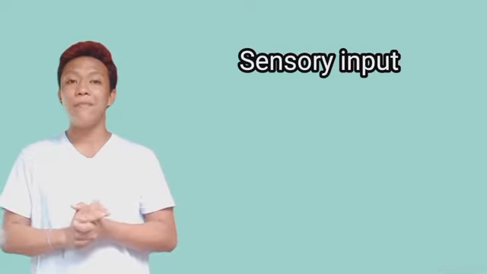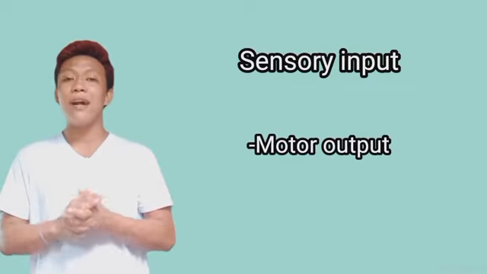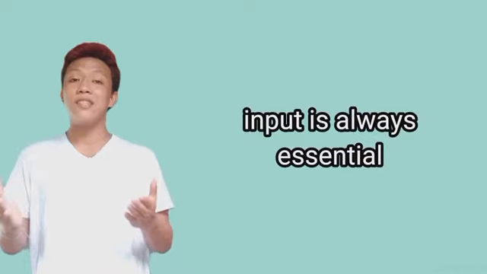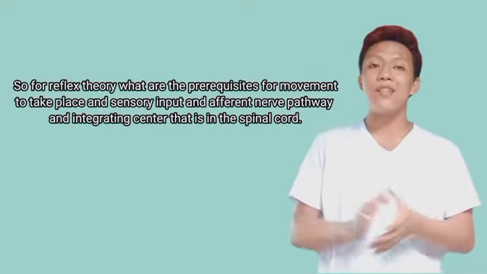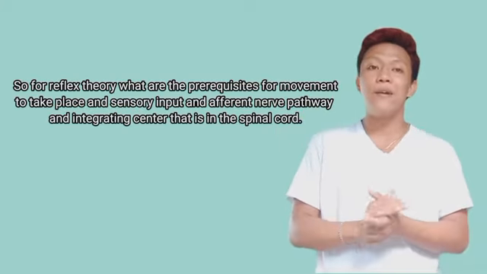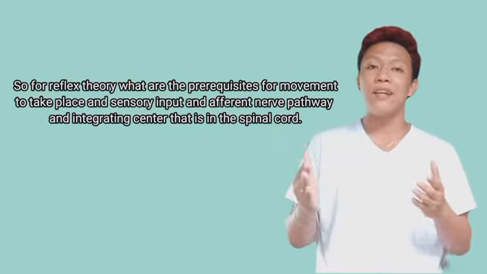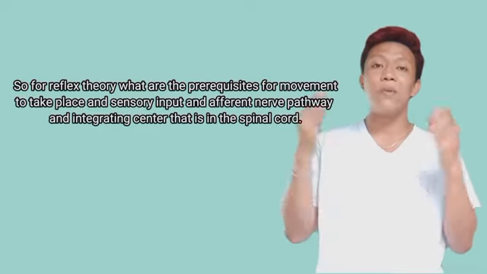He stated that every movement that takes place in the body has a sensory input. Only if there is a sensory input, there will be a motor output. For any movement to take place in the body, sensory input is always essential. So for reflex theory, what are the prerequisites for a movement to take place? A sensory input, an afferent nerve pathway, an integrating center that is in the spinal cord, then an effector organ that is nothing but your muscle.